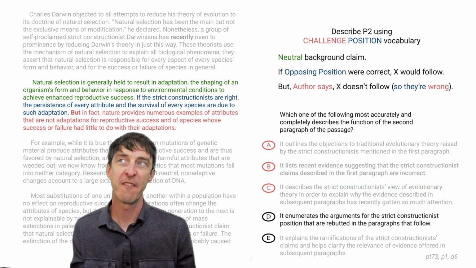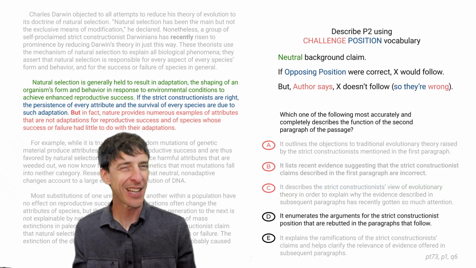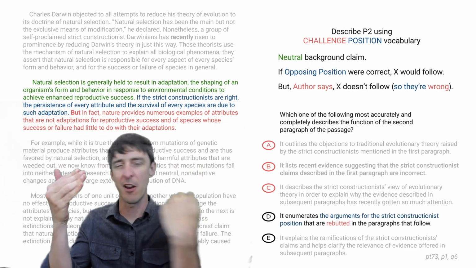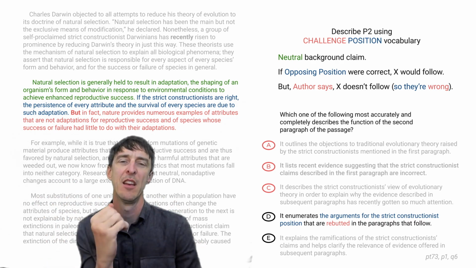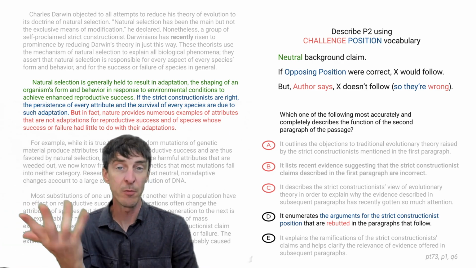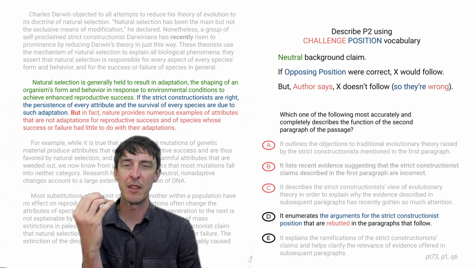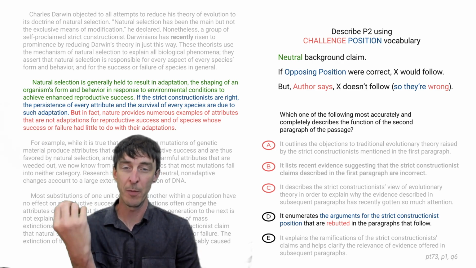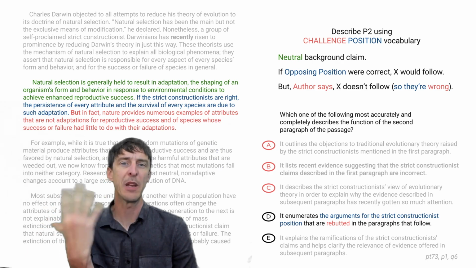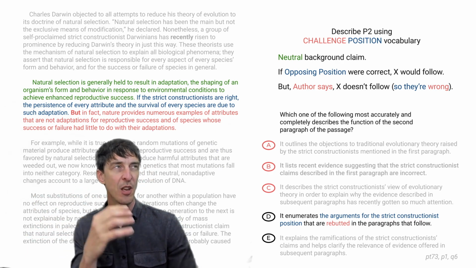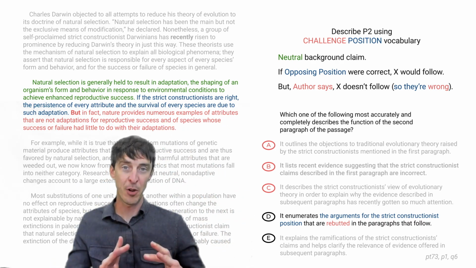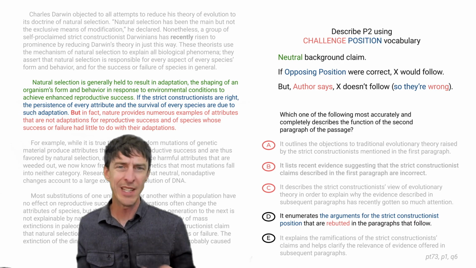D ends up being the very tricky trap answer because it kind of looks like what we wanted. We hear about the strict constructionist view and then our author says, I'm going to rebut that. But according to D, it gets rebutted in the paragraphs that follow. That is true. Paragraph 3 and 4 are a rebuttal, but the author does show up in paragraph 2 to rebut it. So what D is really describing is common in a debate passage or a challenge position passage, where an entire paragraph outlines one view, and then the next paragraph switches to a new view. We did not have that here.